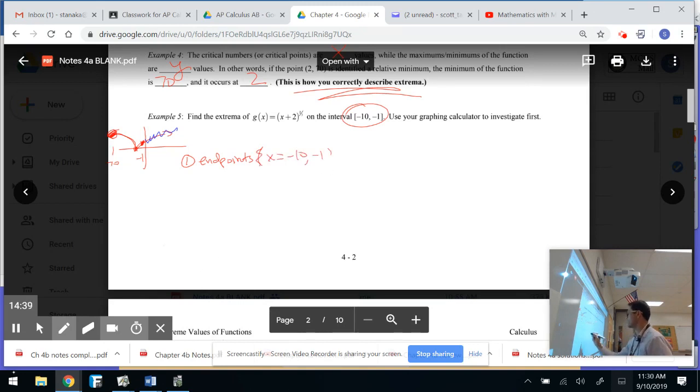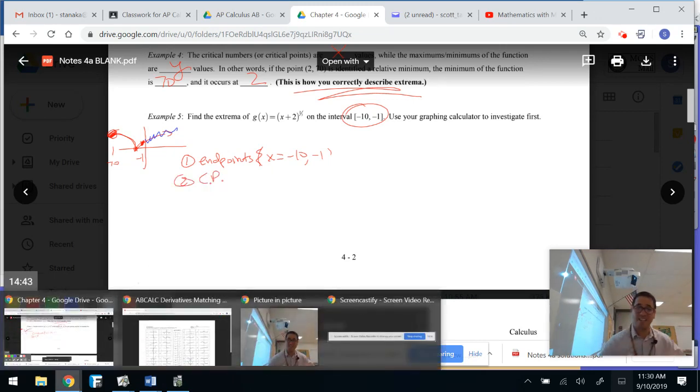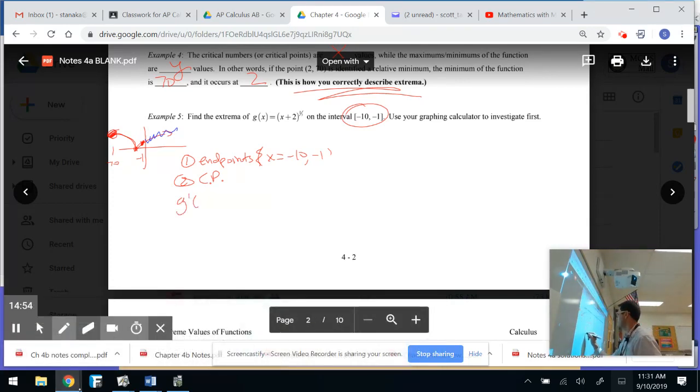Okay, so I'm going to have to consider those. Number 2, I've got to find CPs, critical points. Okay, now how do I find critical points? Well, it said earlier that it's when your derivative is 0 or your derivative is DNE. So let's go ahead and find the derivative of g of x.